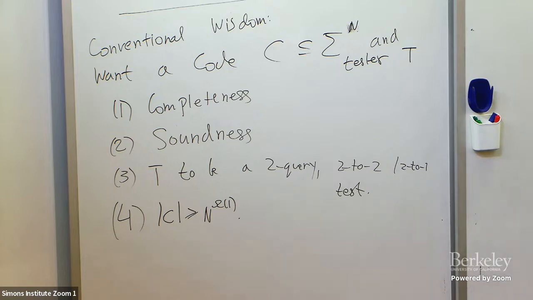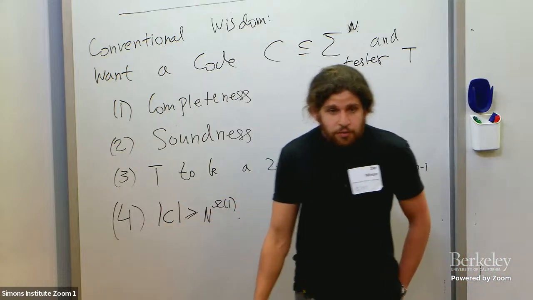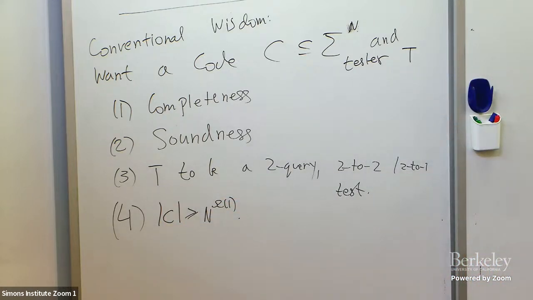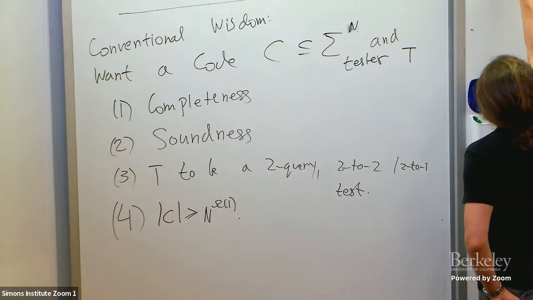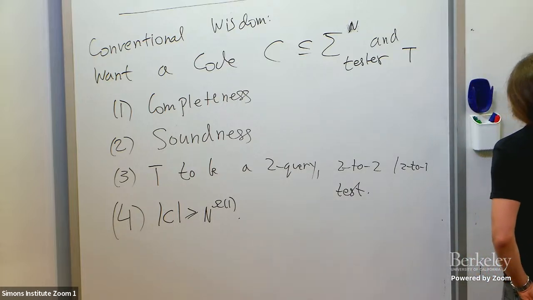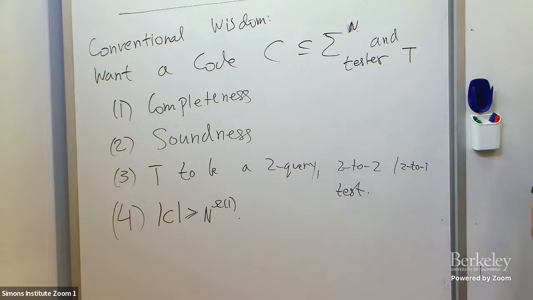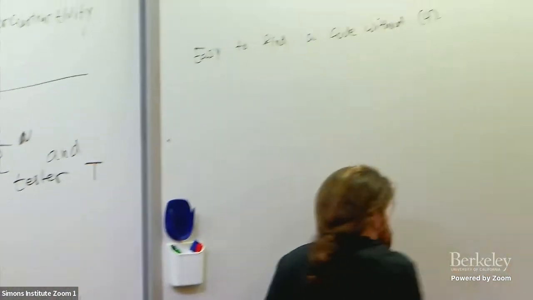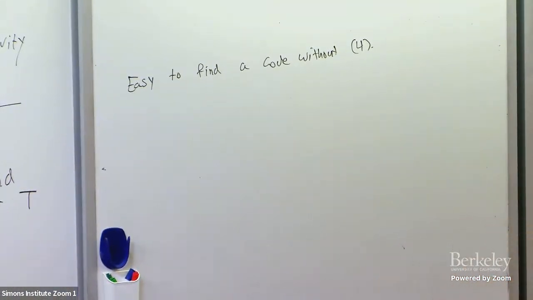And right now I'm going to try to convince you that if you're willing to let one of these slide, let's say that you're willing to give up this condition 4, then actually coming up with a code is not that hard. And it's been known for, I don't know, 10 years or more than that. I'm going to describe to you a code and a test. I'm not going to prove it. That satisfies everything except for 4. And this is what is called the long code.